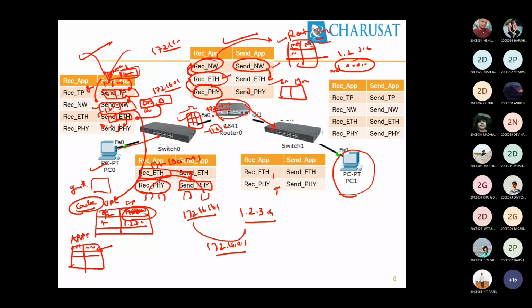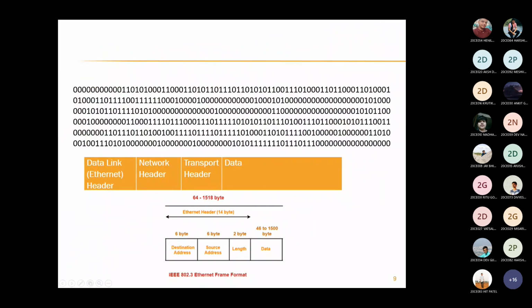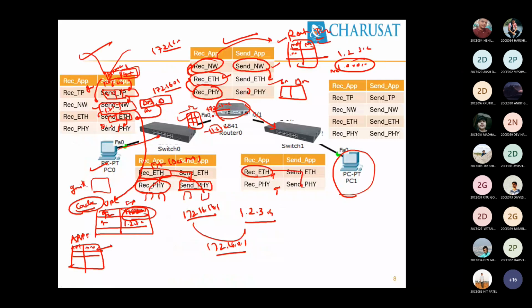The switch receives at the physical layer. Then the Ethernet layer, what does it do? It searches the switching table. It is found. If the entry is found in the switching table, send it to this outgoing port, and through the outgoing port, it will be received over here.